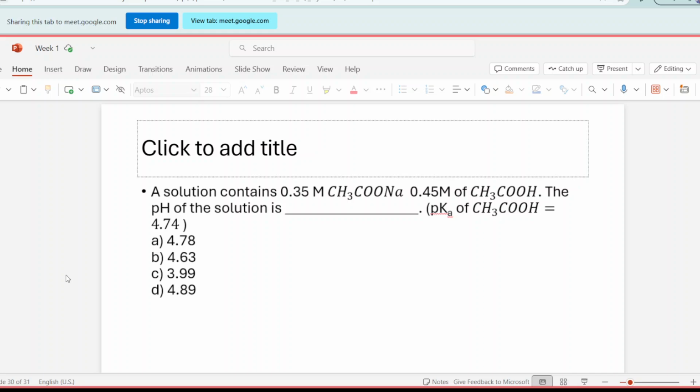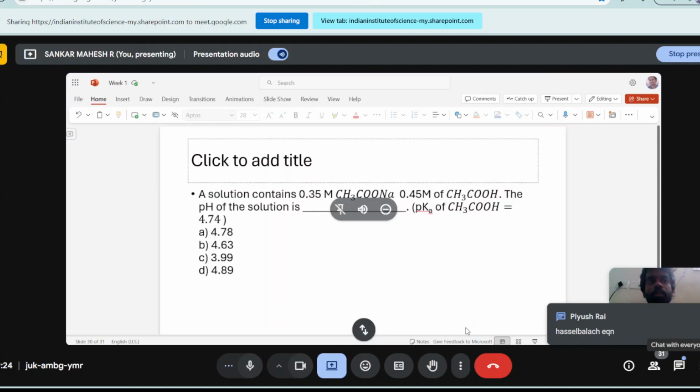Does anyone remember what this particular thing is? The particular equation is called as? Yeah, Hasselbalch equation. Yes, it's called the Henderson-Hasselbalch equation.